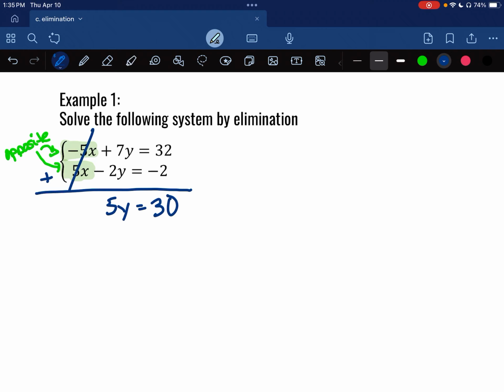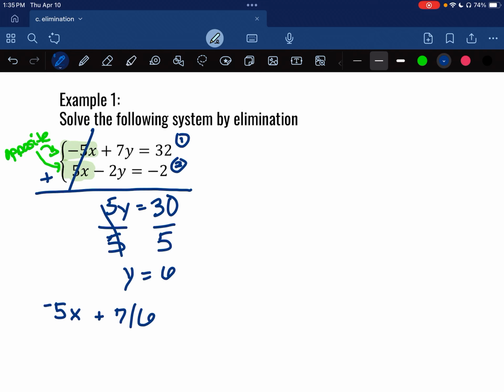Now we just have to solve for y. So I'm going to divide both sides by 5, and I'll get y equals 6. Cool, halfway there. So now what we're going to do is take either equation 1 or equation 2, top or bottom equation. We're going to go back and plug this in. Why not use the top one? It's just there. So I'm plugging in this value of y so that I can solve for x.